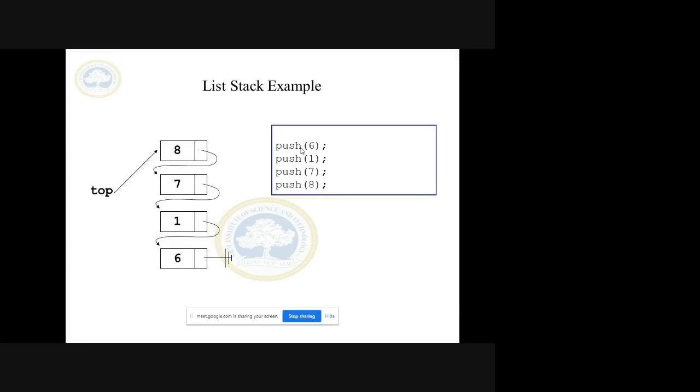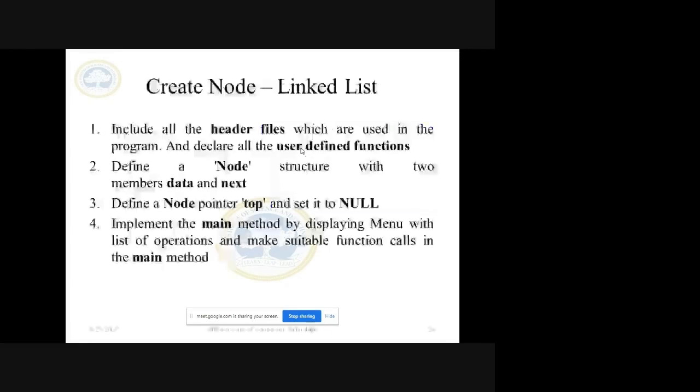Now when you want to pop, if I call pop only once, 8 will be removed and top will be pointing to 7. Okay, so this is what happens in the normal linked list. So now another one I want this way.